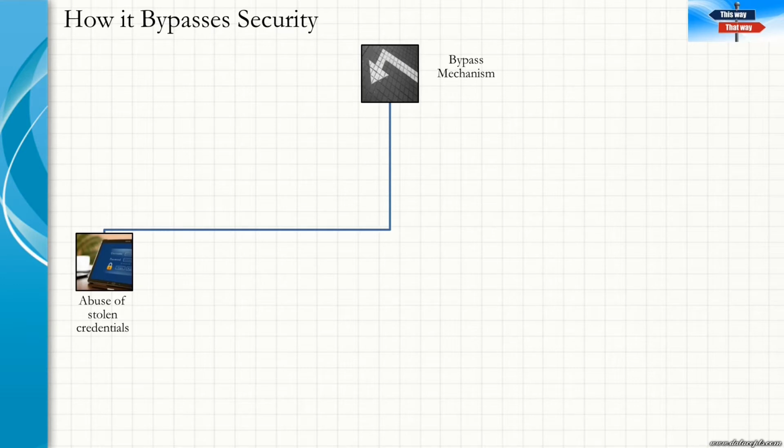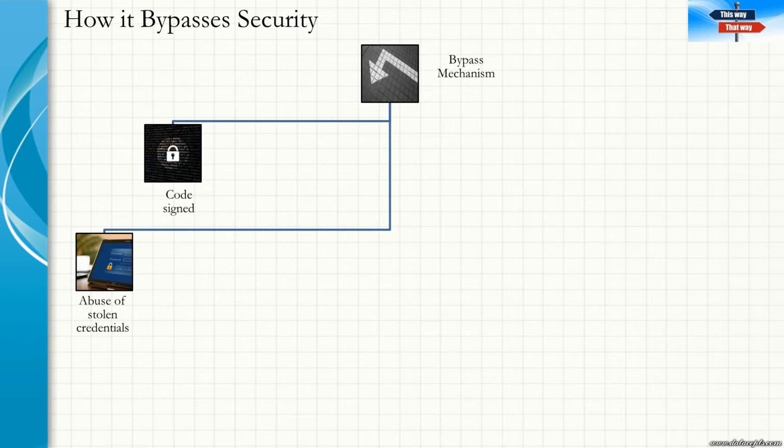Then these credentials are used to install malicious software, applications, and even modify configuration files to suit the attacker's requirement. Code signing. The malware is signed with a trusted digital signature. Code signing is the practice of cryptographically signing software to prove that the application is legitimate and not malicious software. Therefore, the operating system trusts the code.